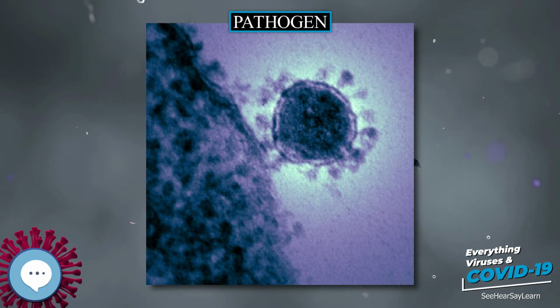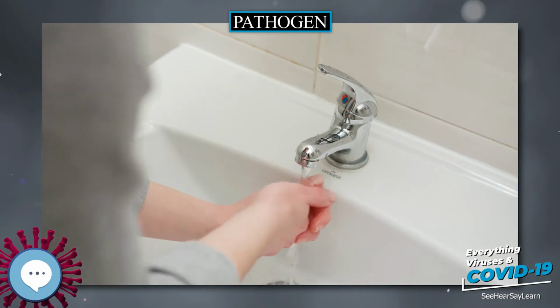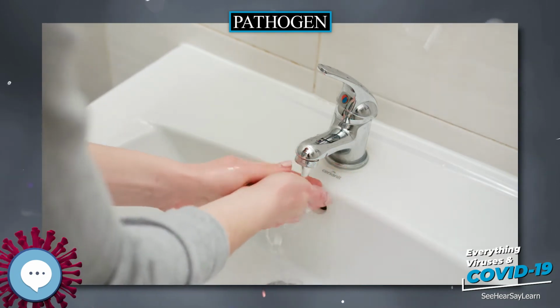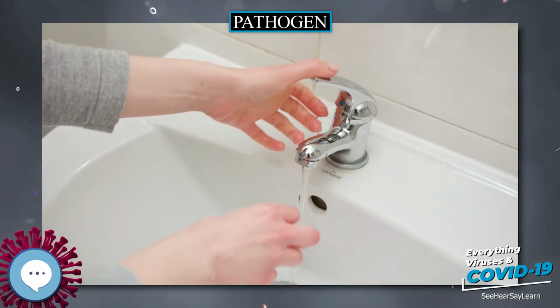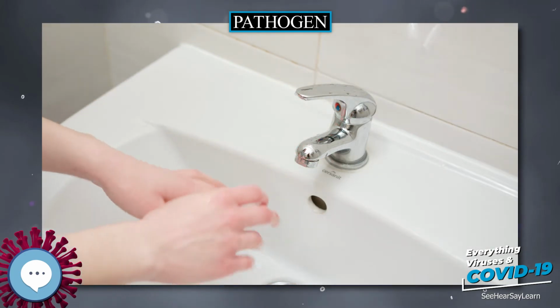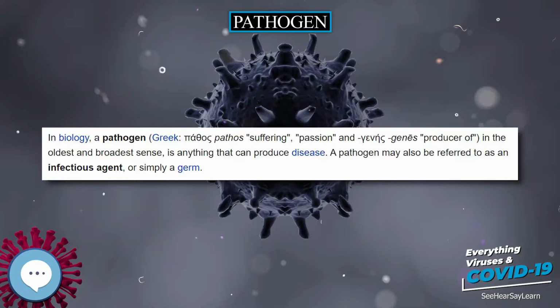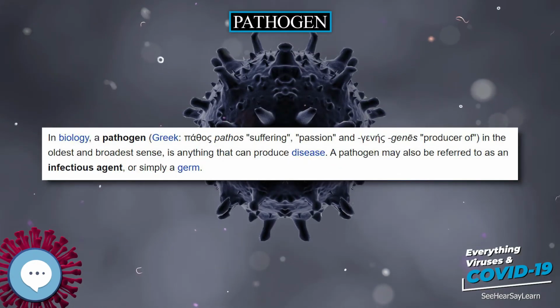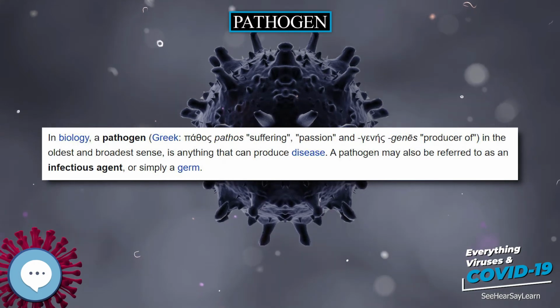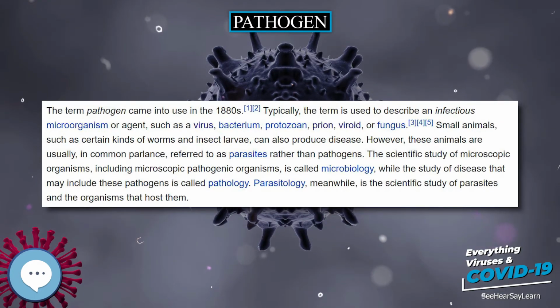Creutzfeldt-Jakob disease. Viruses. Viruses are small particles, typically between 20 and 300 nanometers in length, containing RNA or DNA. Viruses require a host cell to replicate. Some of the diseases that are caused by viral pathogens include smallpox, influenza, mumps, measles, chickenpox, Ebola, HIV, and rubella.